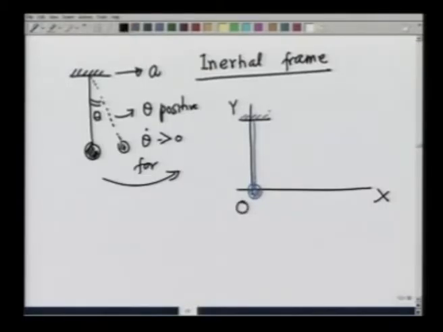And as the pendulum, its base, its pivot point, is accelerated to the right with a, we are assuming that after some time t, the pendulum would look like this, with it having rotated by an angle theta to the right with respect to vertical.